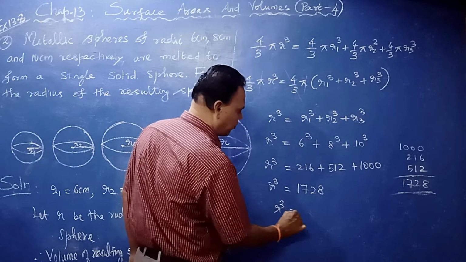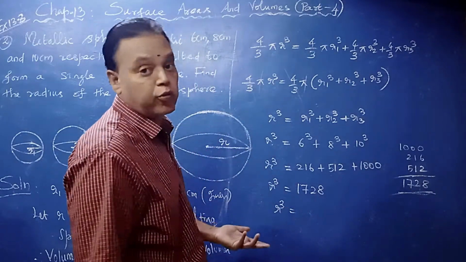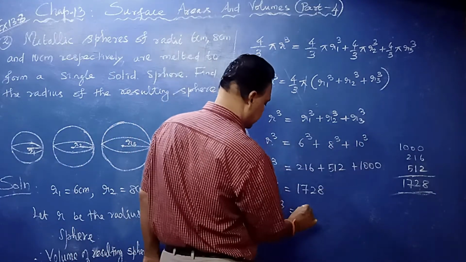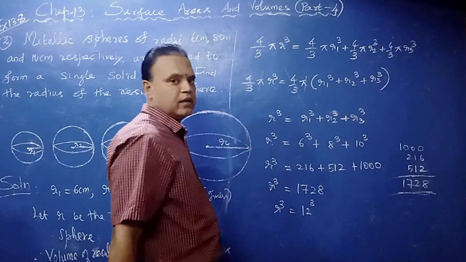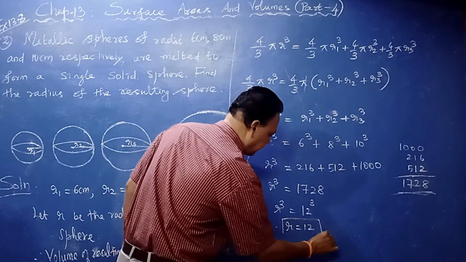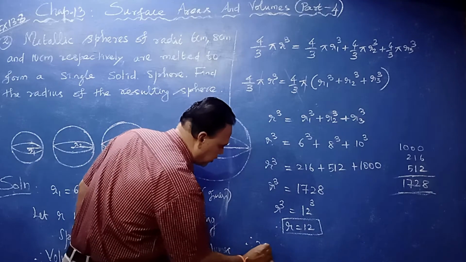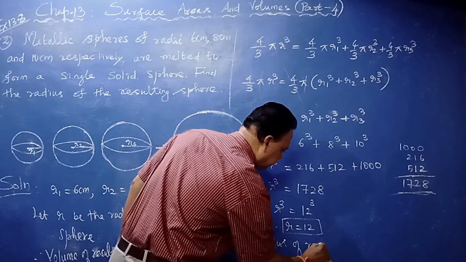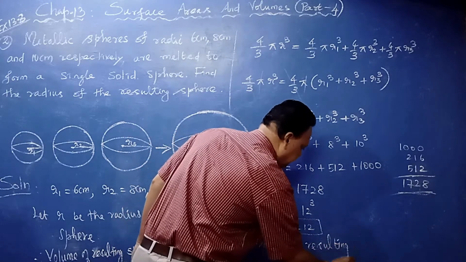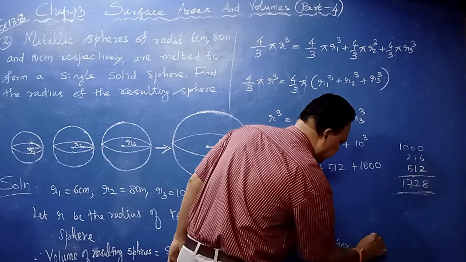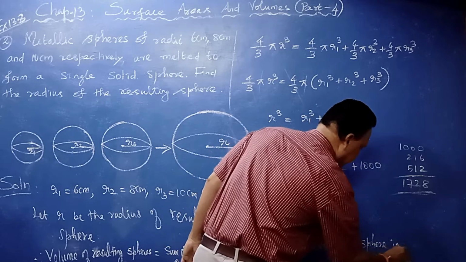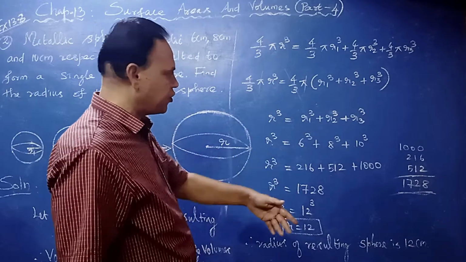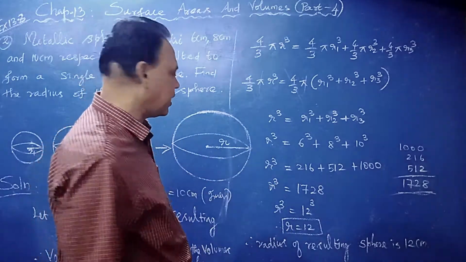Which cube do you have to find out? It is 12³. You see, continuously 6³, 8³, 10³, then 12³. Therefore, the radius of the resultant sphere is 12 centimeter. If you don't know, you can use the factorization method to find it out. Like this you do.